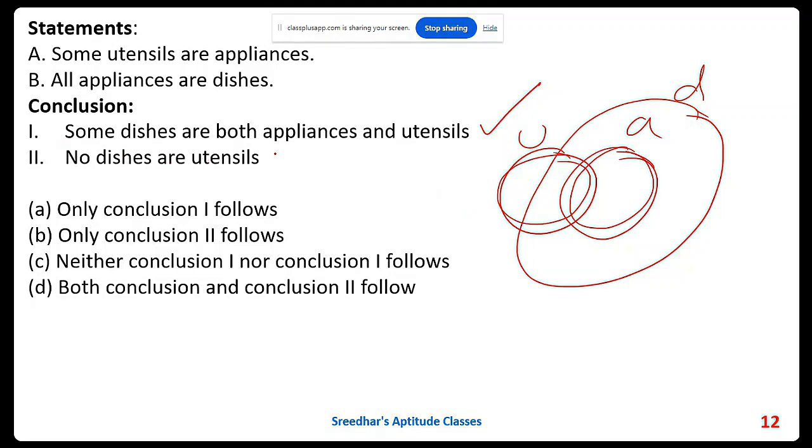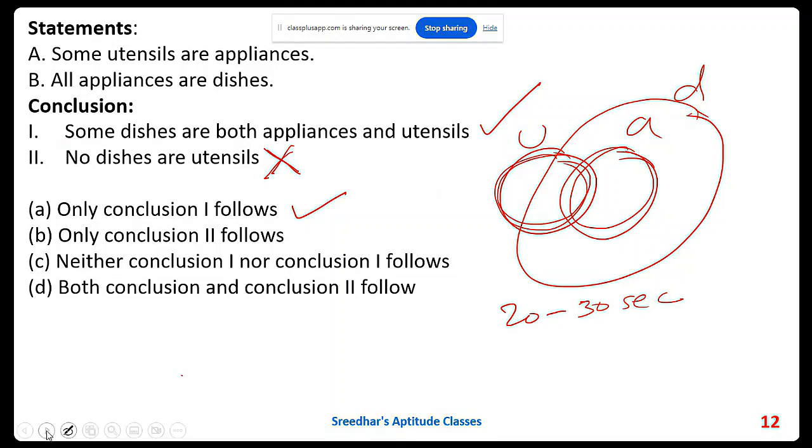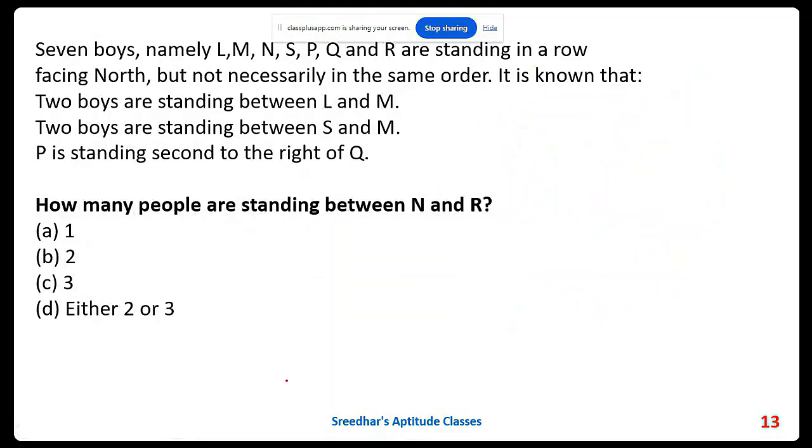Second, no dishes are utensils. Absolutely false, because dishes and utensils are intersecting. So the second one is a false conclusion. Therefore, only one follows. Quite an easy question. I think you just require 20 to 30 seconds to answer the question. It doesn't take much time. Okay? So whatever time you are saving in these questions, you can utilize to answer those seating arrangement questions. Right. Next one on the screen.